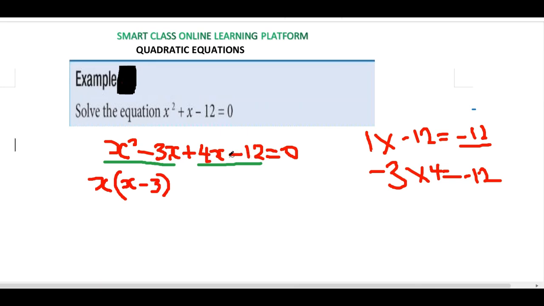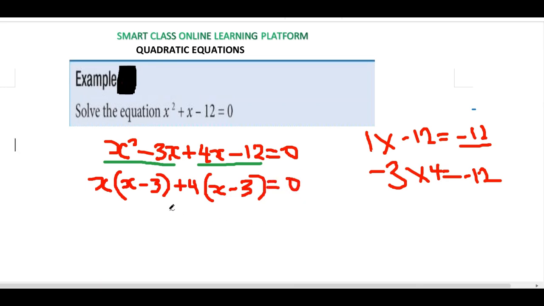Then you check the second pair, you have 4x minus 12. The common factor there is 4. If you factorize out 4 from 4x, you'll be left with x, because 4 times x is 4x. If you factorize out 4 from minus 12, dividing minus 12 by 4, you get minus 3. So the remaining factor is minus 3, and this is equal to 0.